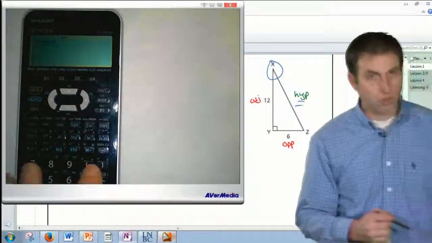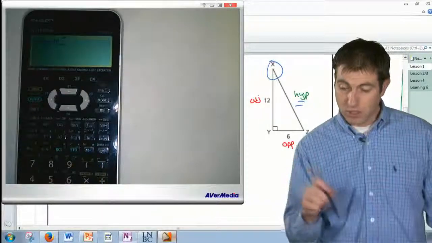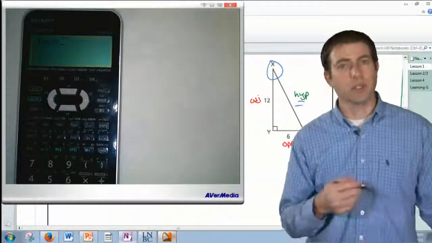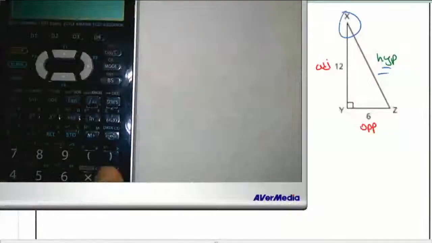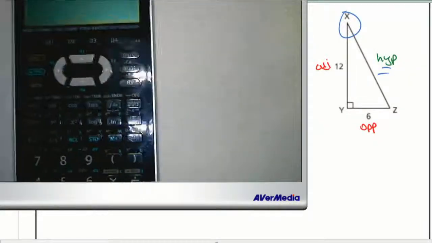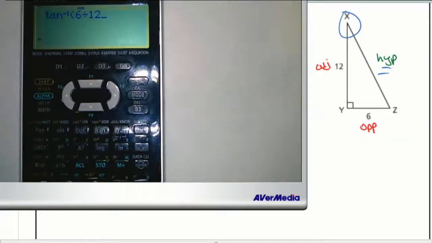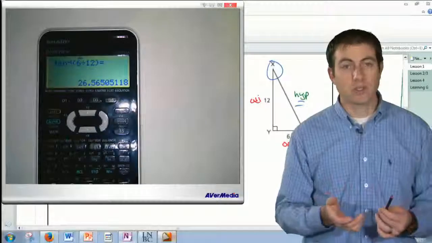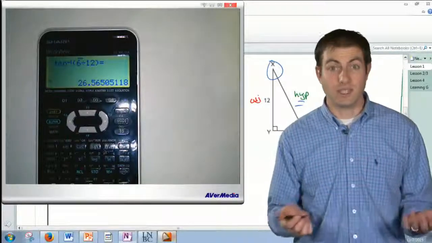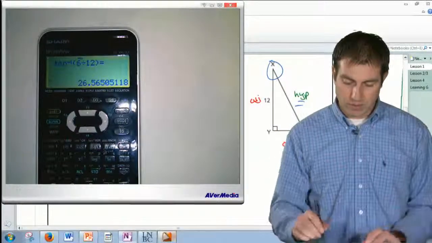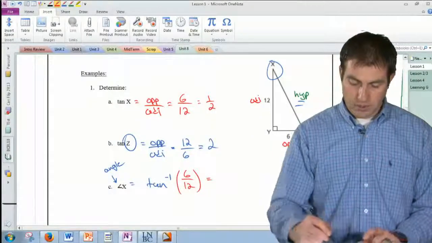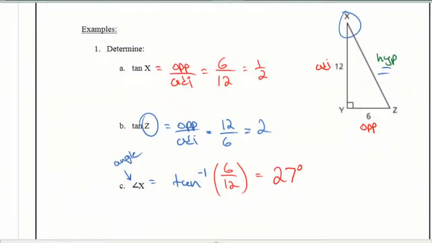And then I'm going to put a bracket in there. And the question was asking for 6 divided by 12. So you could put in 0.5, or you can go 6 divided by 12. Inverse tangent of that, 6 over 12. I can press equals, and it's going to give me an angle. In this case, 26.56. For the purposes of this question, we'll just call 26.56 27. It's 26.5, we're going to round it up. So right here, I'm just going to write 27 degrees.